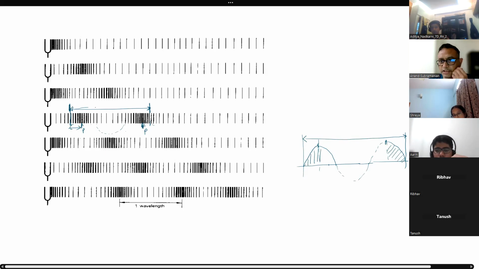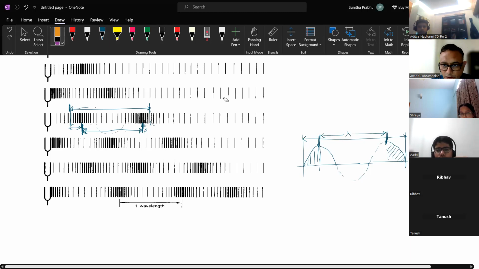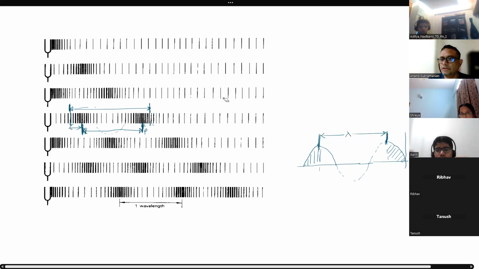So if you see this, this is not the wavelength. Whereas if I say this, this is the peak, this is the peak, right in the middle of the compression. Then this is the distance between two peaks. Are you getting this, guys? Yes, sir. Okay, this would be the wavelength. But the first measurement which I put, that is not the wavelength. Aryan, are you following this?